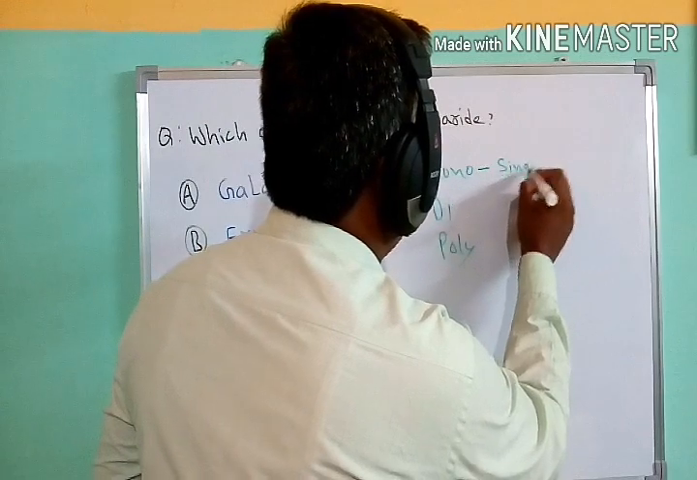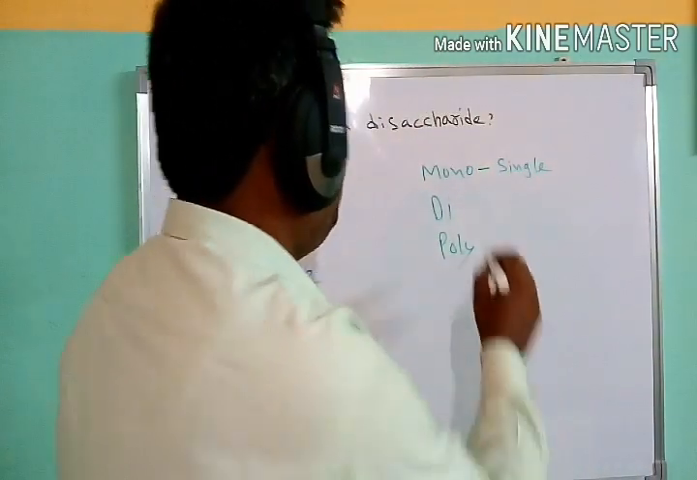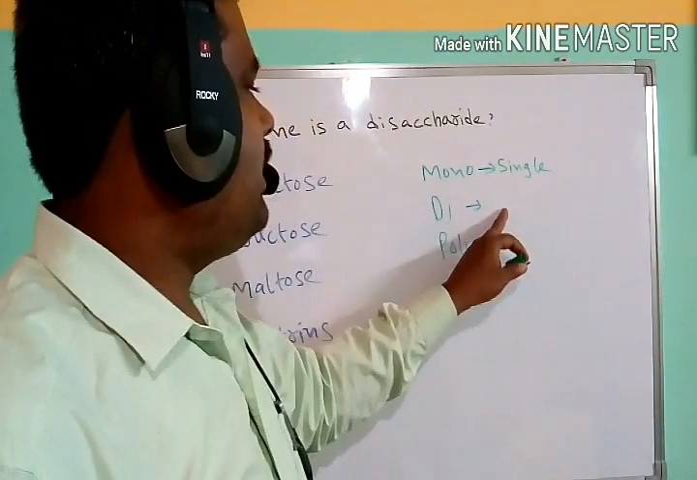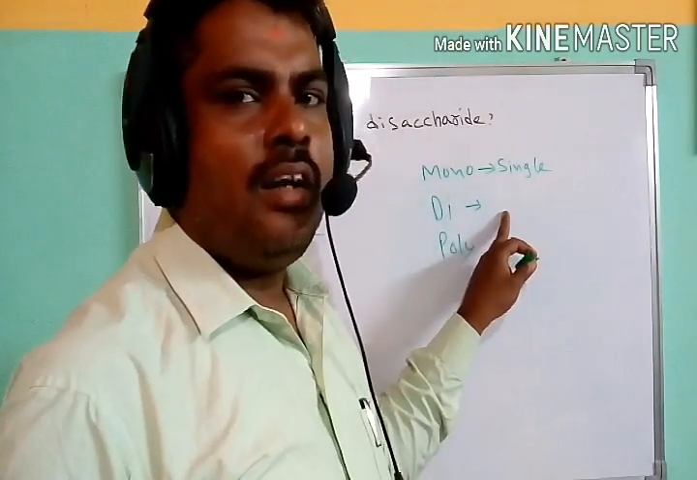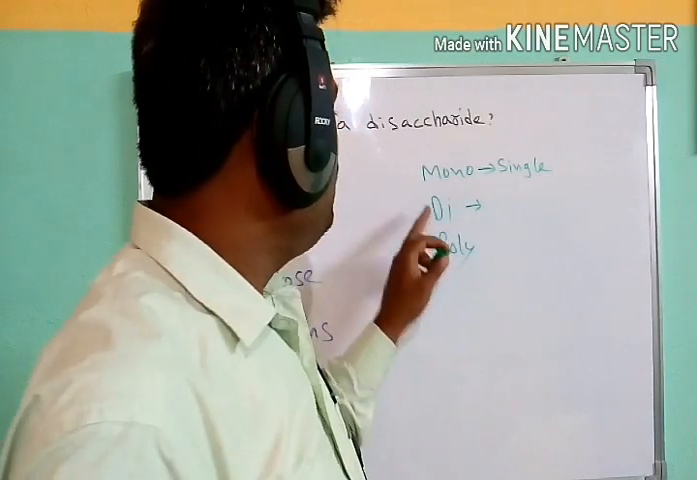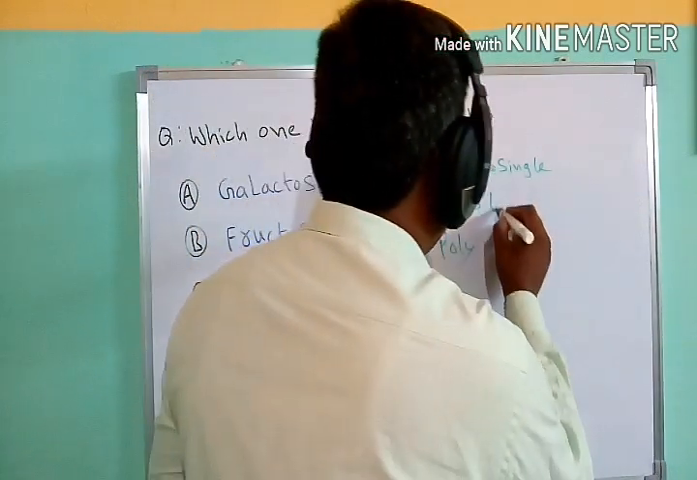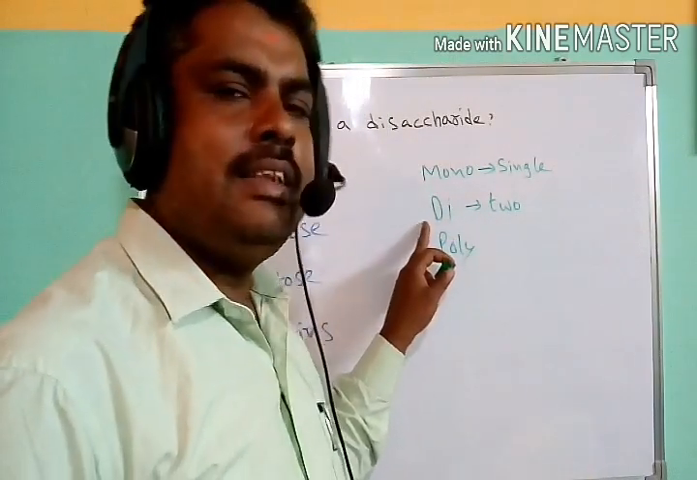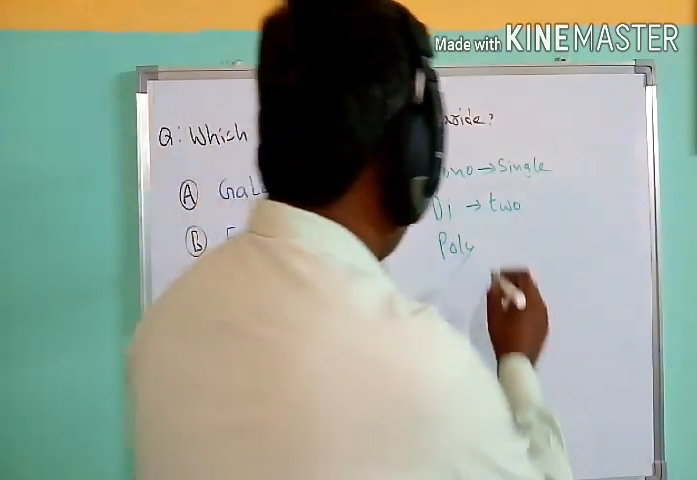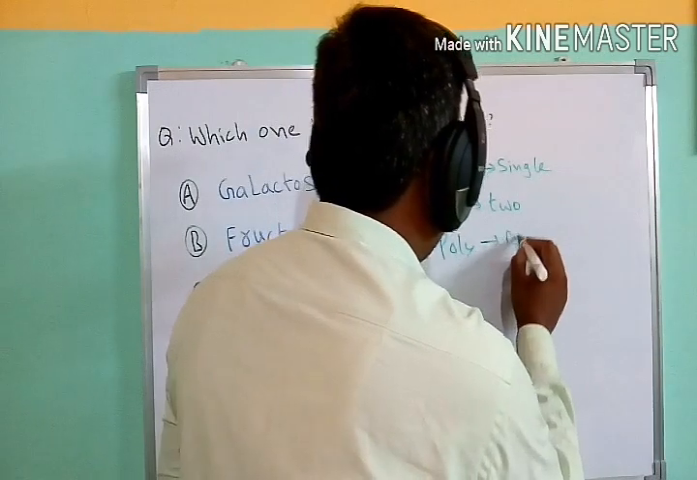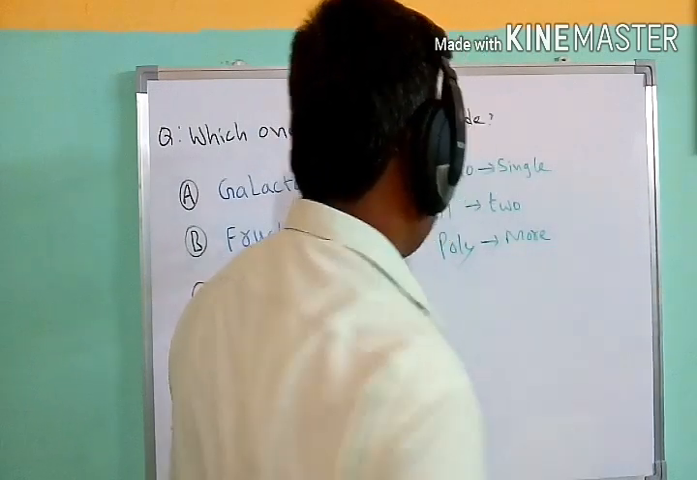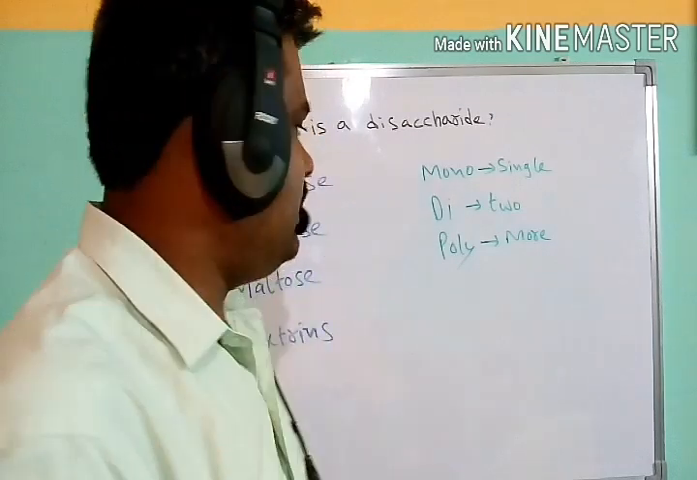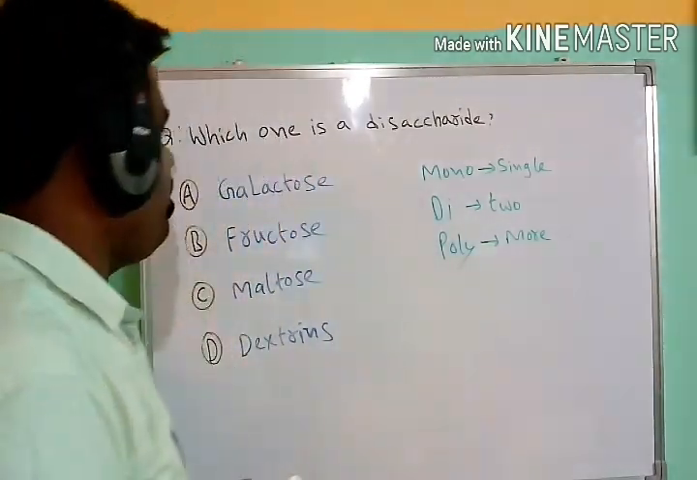Monosaccharides means a single monomer, or a single unit, is present. Disaccharides means two monomers are present, and polysaccharides have a larger number of monomers attached in the carbohydrate. Let us see the options here.